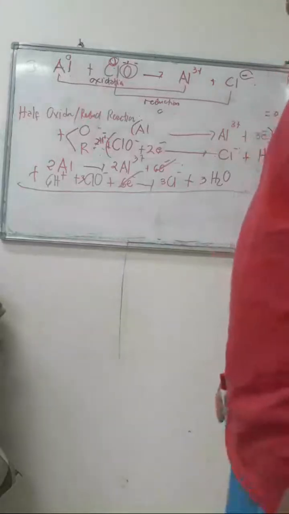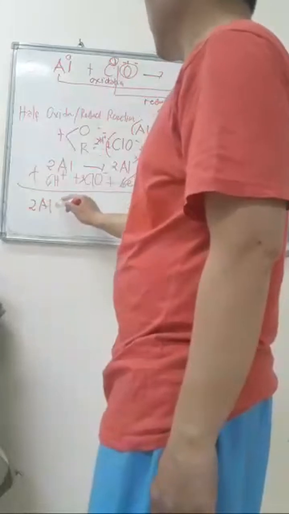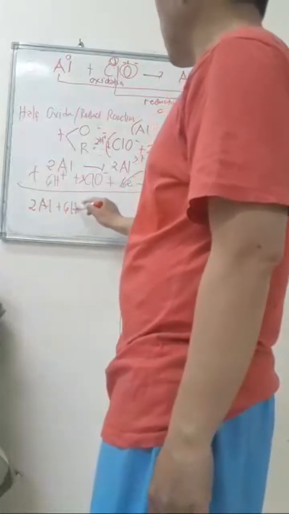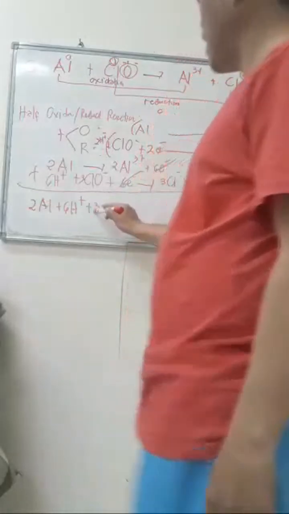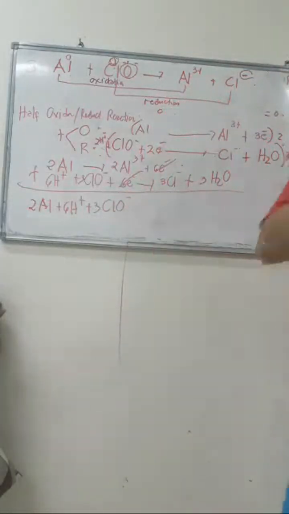So what will be left here, so this one, 2 aluminum, okay, the point, plus 6H plus 3 hypochlorite. When you said hypo, it's always hypochlorite, it's not hypochlorite. Okay?